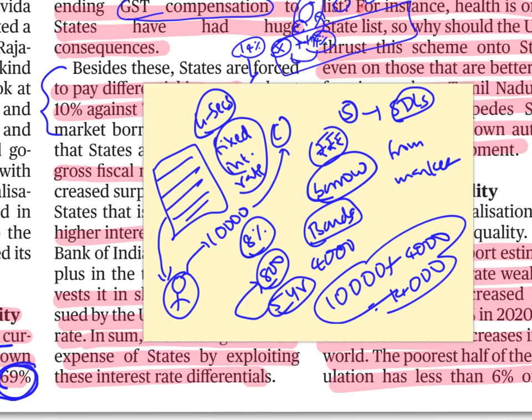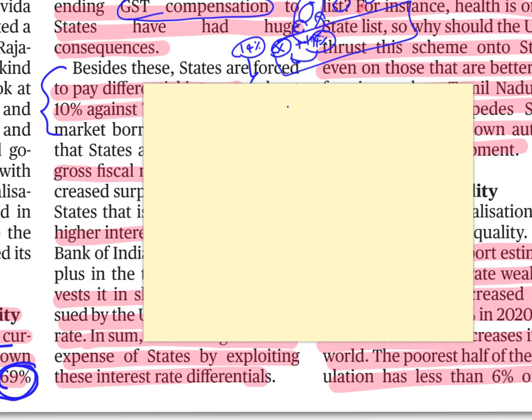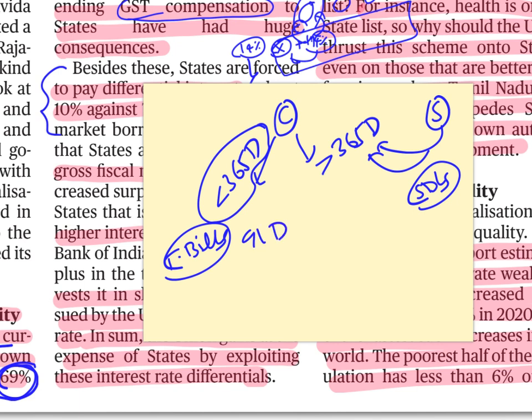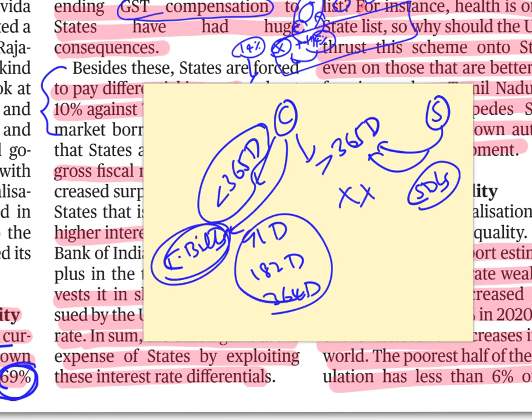Another aspect that you need to remember here is center has two options. They can issue bonds for short term, which means less than 365 days, or more than 365 days. States can only issue SDLs for more than 365 days. Remember this. The government securities issued by center with a maturity period of less than 365 days are called treasury bills. They can be issued for 91 days or 182 days or 364 days. Treasury bills can be issued only by center and not state. Remember this. You need these basics to understand the next statement.